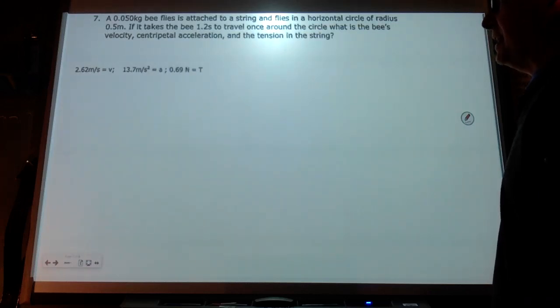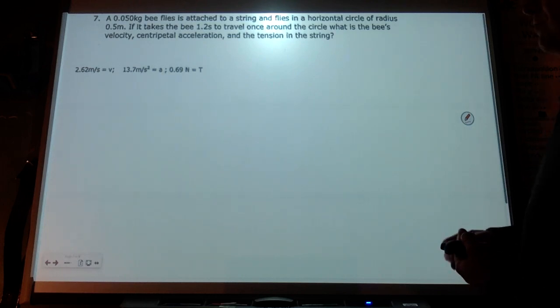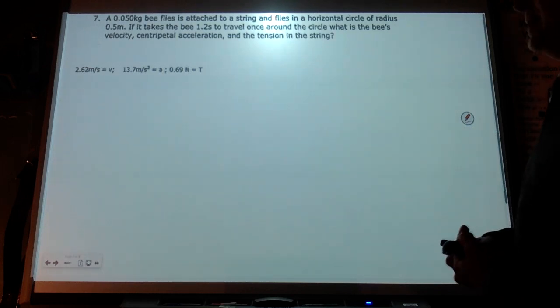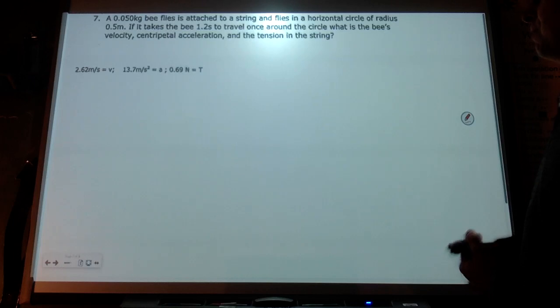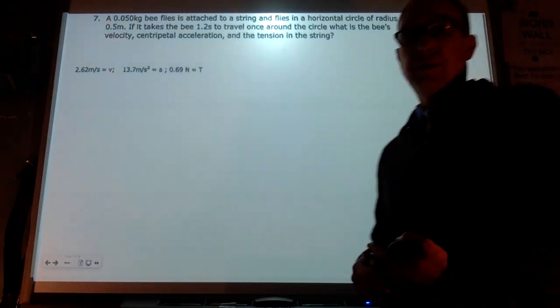A 0.05 kilogram bee flies. It's attached to a string and flies in a horizontal circle of radius 0.5 meters. It takes the bee 1.5 seconds to travel once around the circle. What is the bee's velocity, centripetal acceleration, and tension?